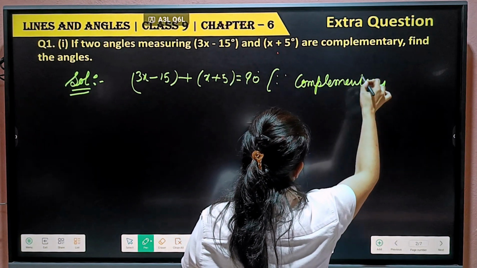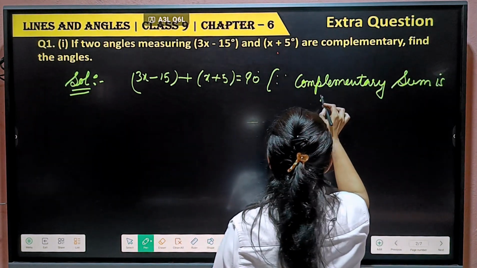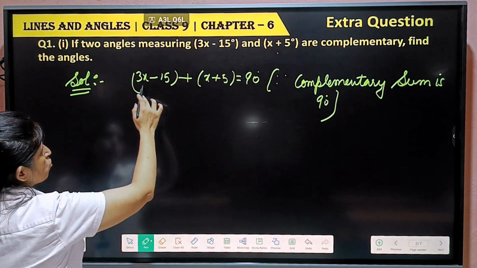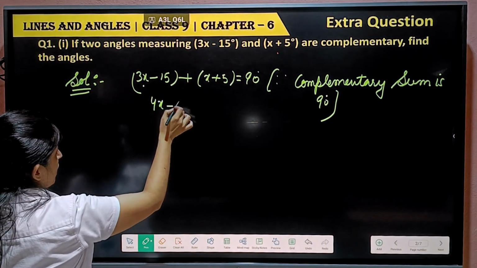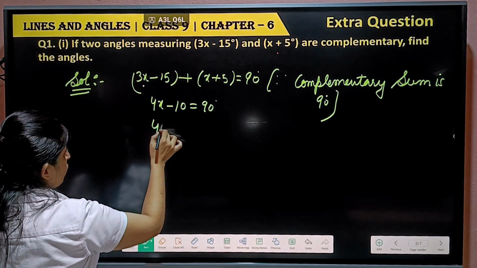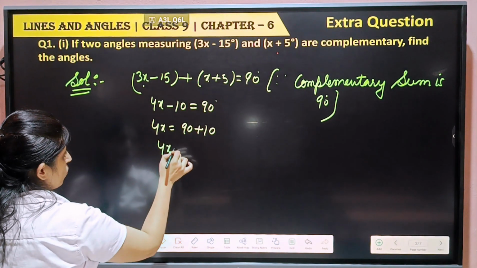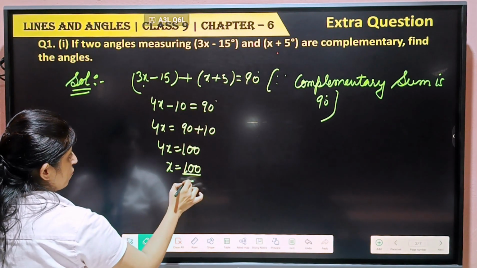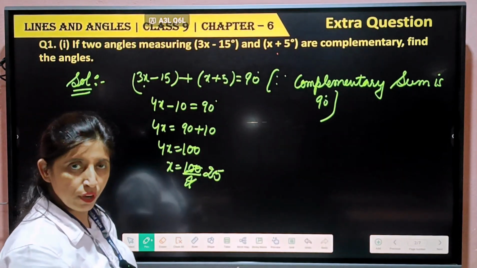Because the complementary angle sum is 90. Okay, because the sum of complementary angles. So now we will add these two. 3x plus x, 4x minus 10 is equal to 90. 4x is equal to 90 plus 10. 4x is equal to 100. x is equal to 100 by 4, that is 25. Okay, x value came 25.